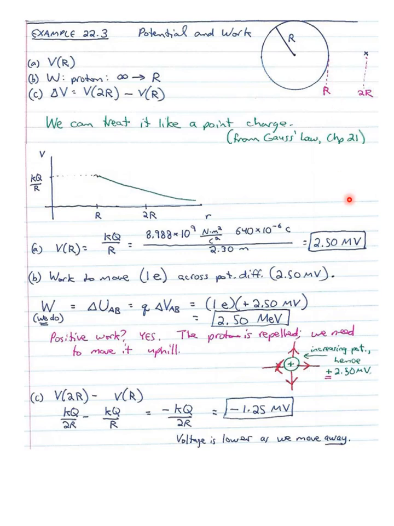So in part B, if we're moving a proton from infinite distance to the surface, that means we are moving it across a potential difference of 2.50 megavolts. And so the work that we do is the change in potential energy, bringing it from A to B, which is Q times the voltage difference between A and B. So 1 e times 2.50 megavolts, and that gives us 2.50 mega electron volts.